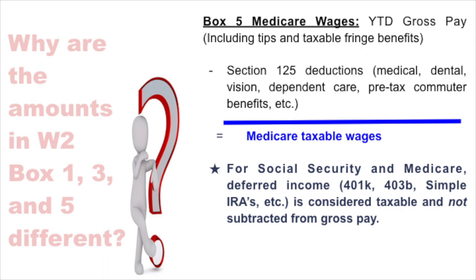When you start your reconciliation, it's a good idea to start with box 5 because if you don't have any pre-tax benefit, this will be the closest match to your year-to-date earnings on the final paycheck.